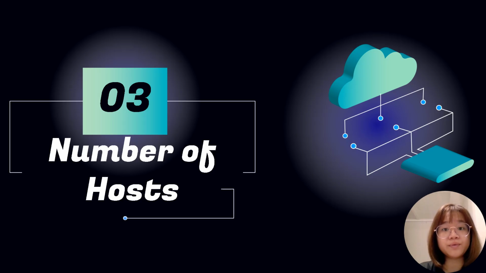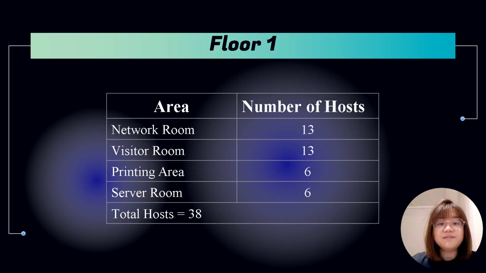So now I'm going to present the number of hosts for floor 1 and floor 2. Starting with the first floor, there are 4 areas: the network room, visitor room, printing area, and server room. Both the network room and visitor room have 13 hosts each, while the printing area and the server room each have 6 hosts. The total number of hosts on the first floor is 38.